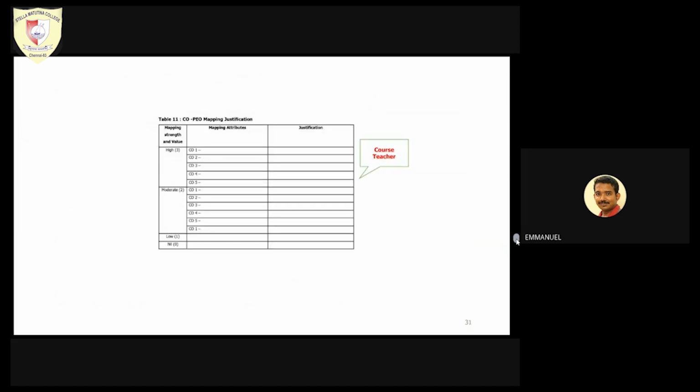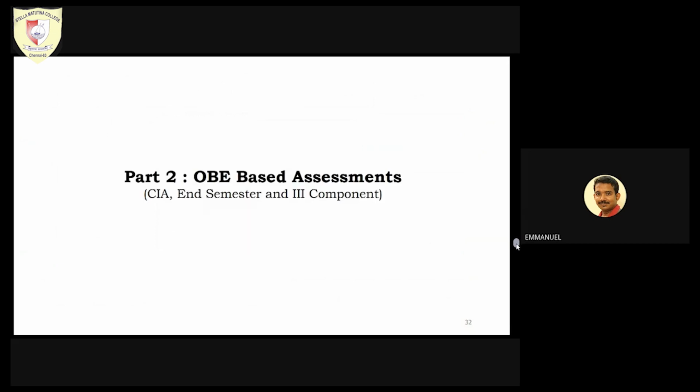Okay, these are the three justification tables. Yes, ma'am. By the way, ma'am, I think with that, part one of the OBE LOCF model gets complete. Do you have any other clarifications, dear professors?